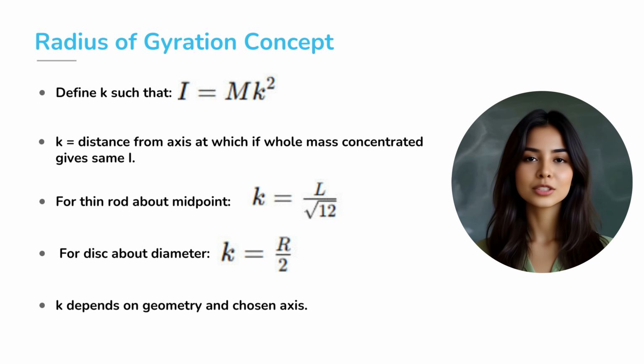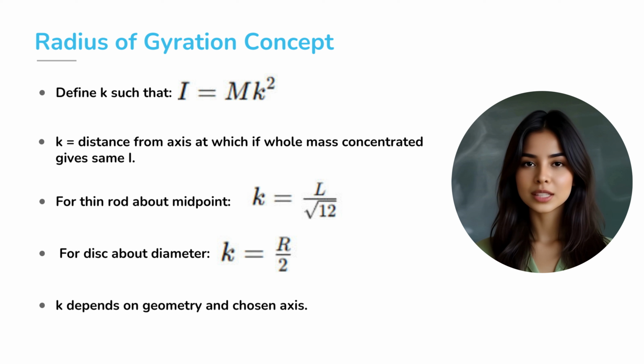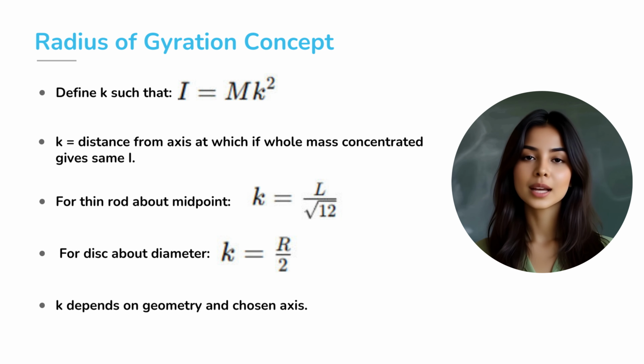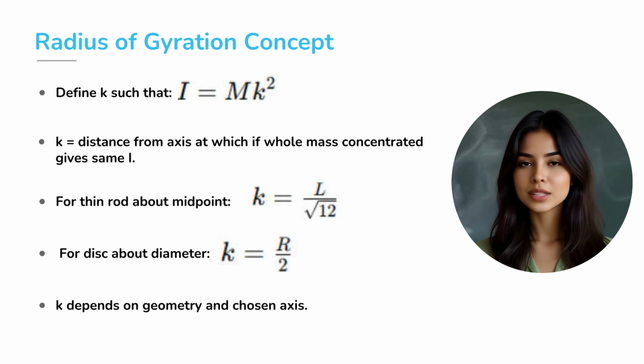To simplify things, physicists use the concept of radius of gyration. Define k such that I equals m k squared. It's as if the whole mass were concentrated at a distance k from the axis. For a thin rod about its midpoint, k equals L divided by root 12. For a disk about its diameter, k equals r over 2. This concept makes comparing bodies much easier. Different mass distributions can be reduced to an equivalent single distance from the axis.